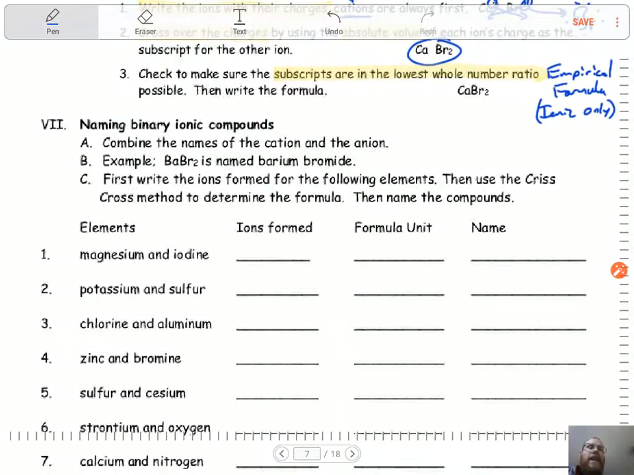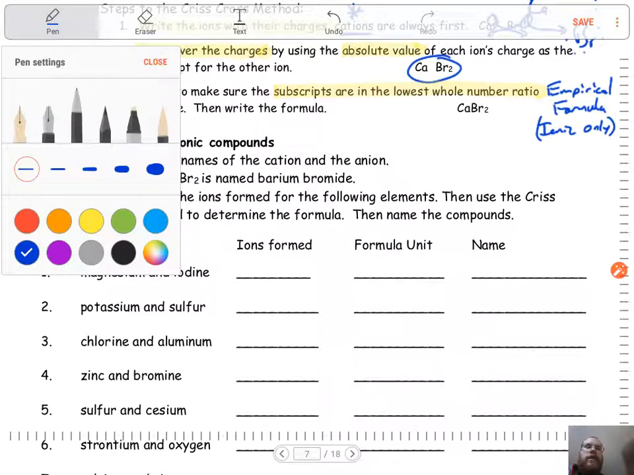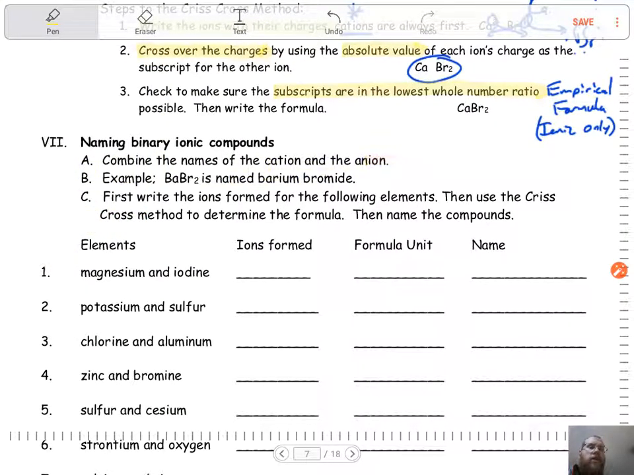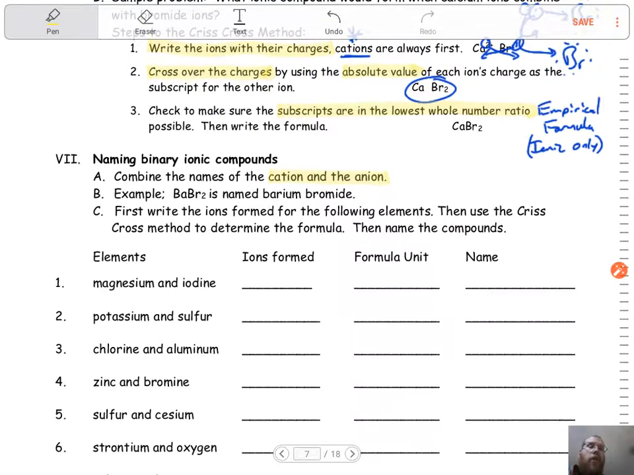How we name them is very simple. It comes from the cation and the anion, and you just smush them together. They're no longer ions though, so we don't need to write ion. In this example, it wouldn't be barium ion, it's just barium bromide.